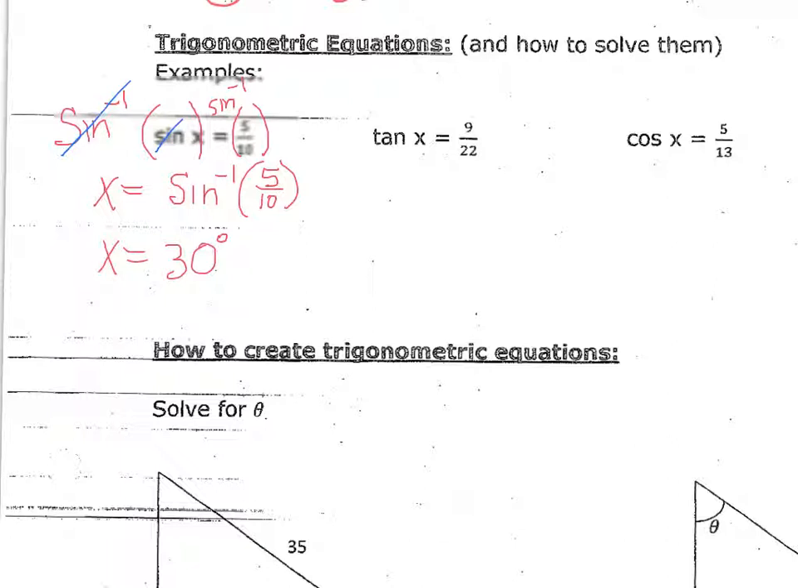Let's do the same thing for the second problem. So in this case, I'm going to have tangent to the -1, so inverse tangent on both sides. So you cancel out the tangent with the arc tangent, and you end up with x equals.